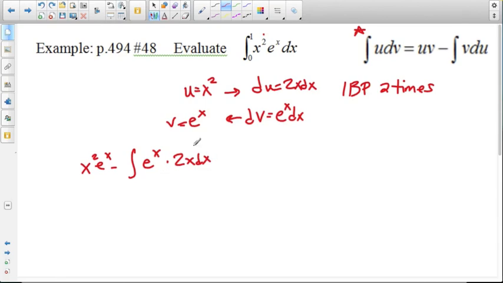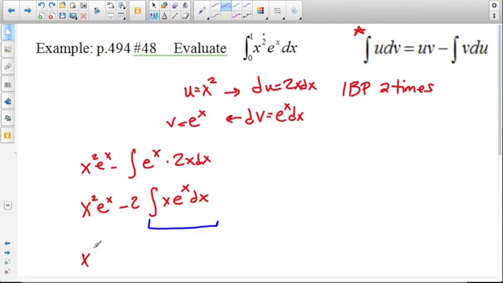And so this again is a product of 2 functions, and I'm just going to simplify it a little bit. I'm going to bring out the 2 and rewrite it like this. So we still have the product of 2 functions, and so we still need integration by parts for that section of the problem.